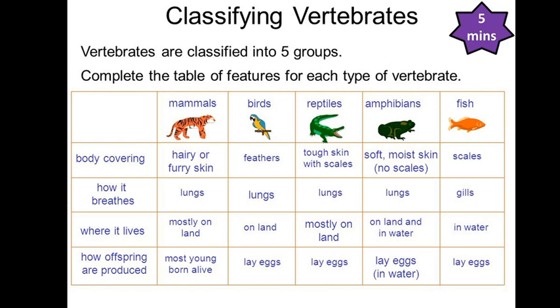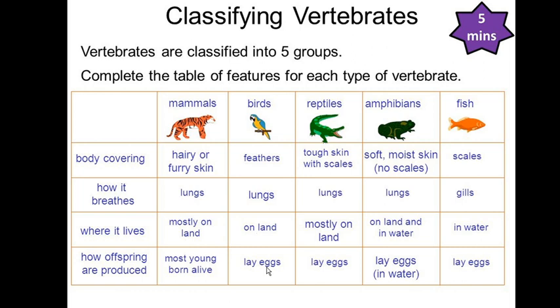Let's quickly revise. Mammals: their body is covered with hair. They breathe through lungs. They live on land. They produce young, which are born alive. Birds: their body is covered with feathers. They have lungs for breathing. They live on land, and they lay eggs.